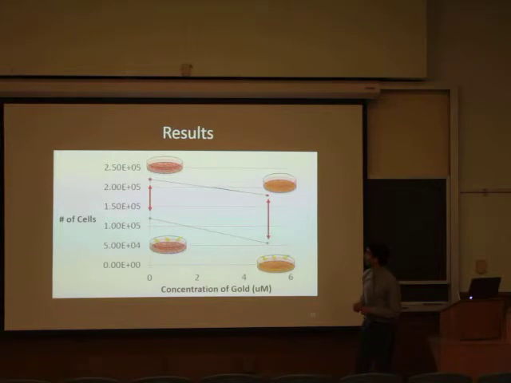To make it more clear, the slope is what needs to change for radiosensitization to occur. The slope of the top line is attributed to the toxicity. And if the slope of the bottom line is the same, we can tell that the gold didn't do anything, didn't synergize with the radiation to do more damage. But obviously, we see that the slope is steeper.